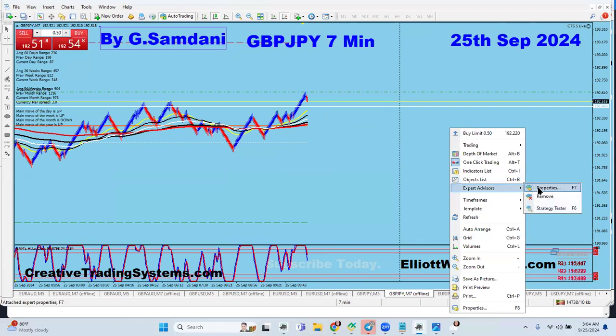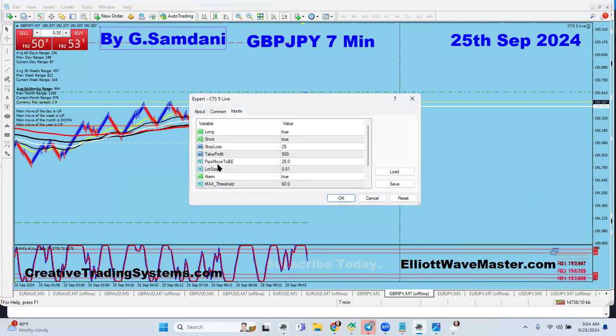Let me show you. You see that? Pips move to BE, 25 pip. Take profit, I leave it open. I decide according to the daily range and all of that, right? The stop loss is 25 pip maximum. On the 7-minute chart it usually should not be more than 15 or 20, but for the safe side, right?